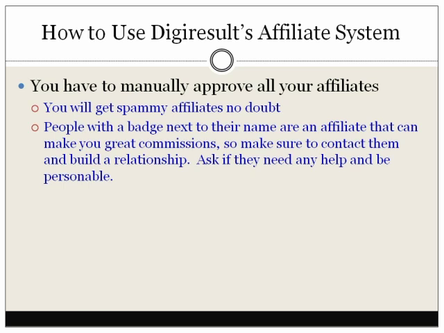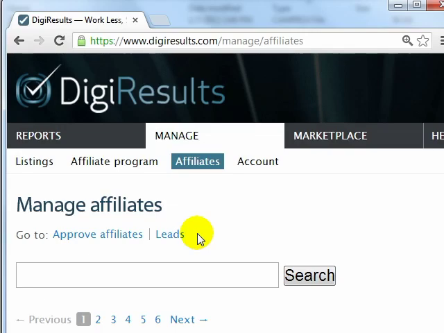So the best way to go about doing this is to approve them, contact them, try to build a relationship with them, and ask if they need any help and be personable. So let me go ahead and show you how to use the Digi Results affiliate system. Managing your affiliates is very, very easy to do. All you need to do is go to digiresults.com, click on Manage, click on Affiliates, and click on Approve Affiliates. And Digi Results will also notify you whenever somebody applies to your affiliate program.